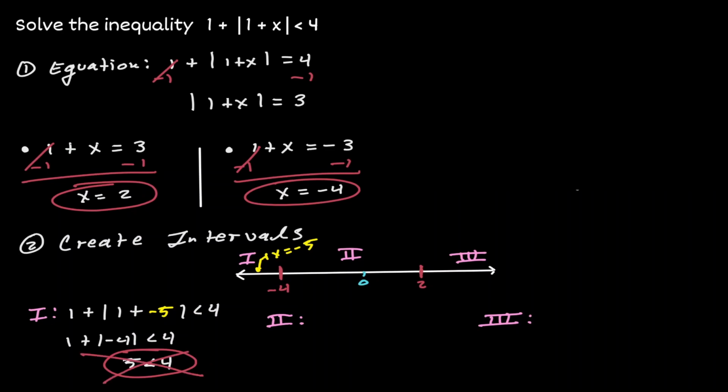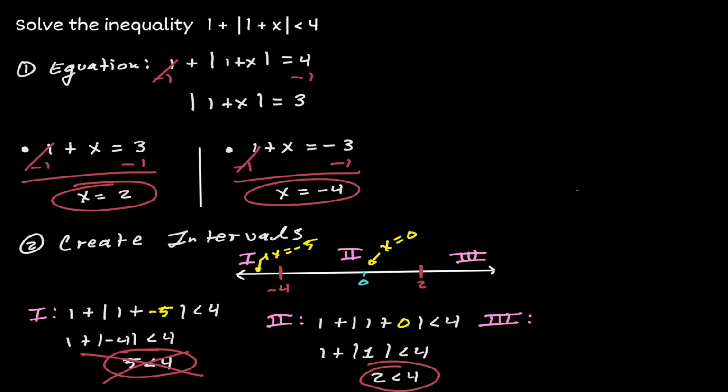Now let's test our second interval. Let's choose a number between -4 and 2. Always choose an easy number. I'm going to choose 0. So let's plug that number in the original inequality. Inside the absolute value, we're going to get 1. The absolute value is 1 plus 1, then we're going to get 2 on the left. And notice that this statement is true. 2 is definitely less than 4. So we know that the second interval is going to be part of our solution. So let's highlight it in blue.